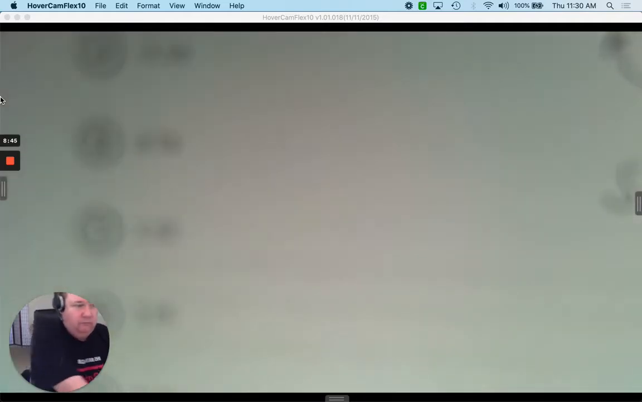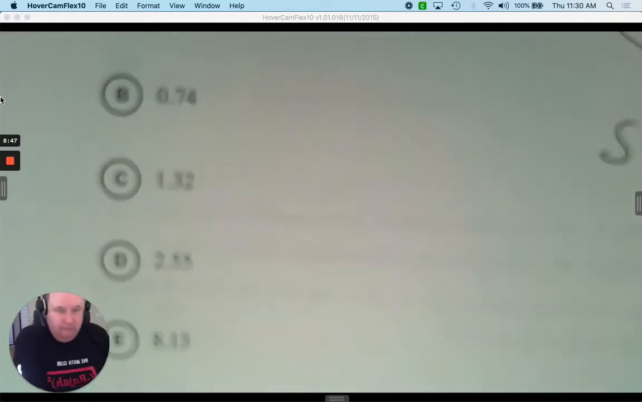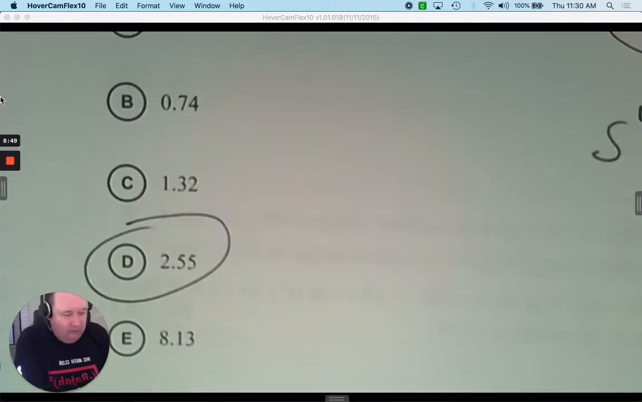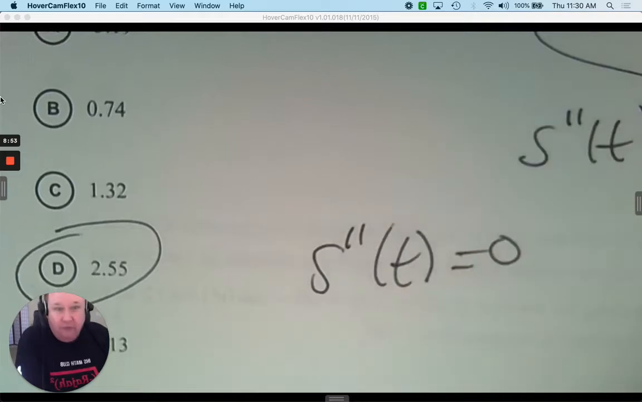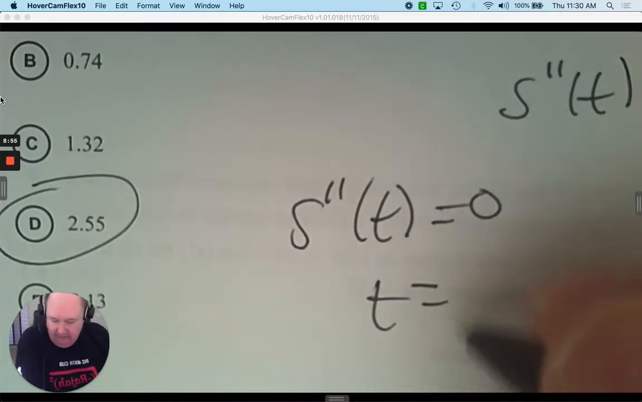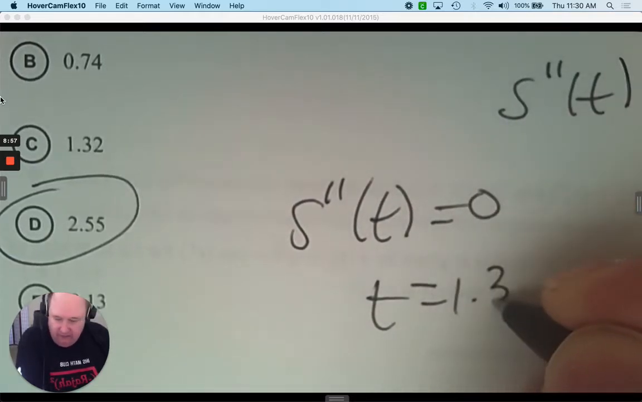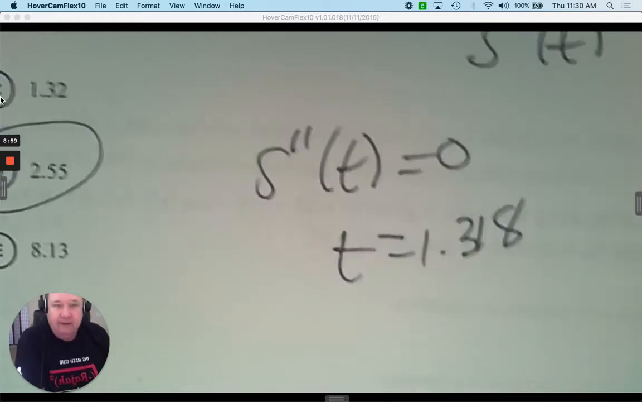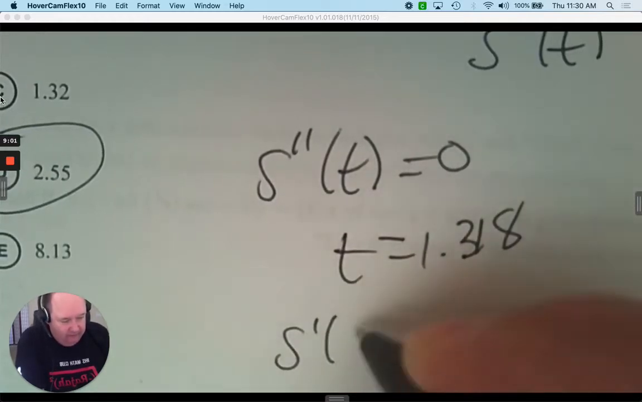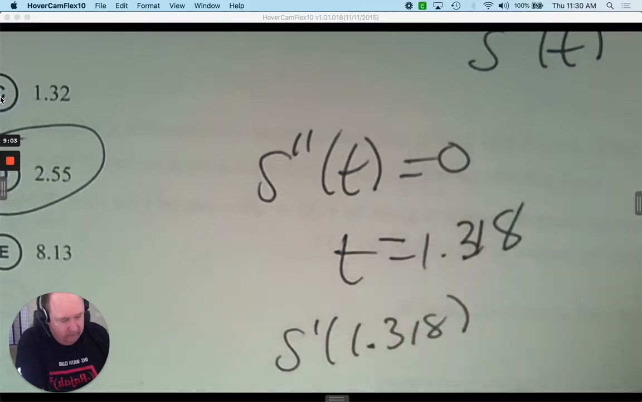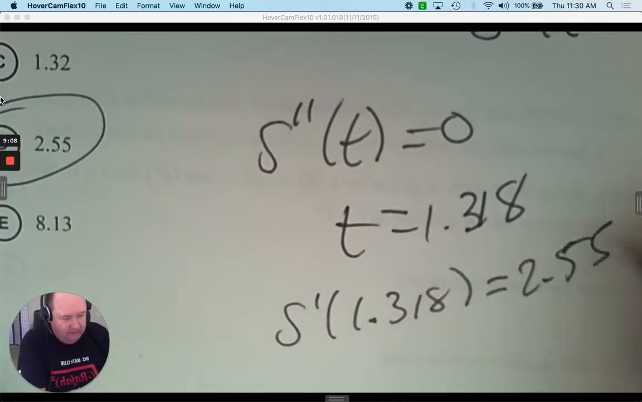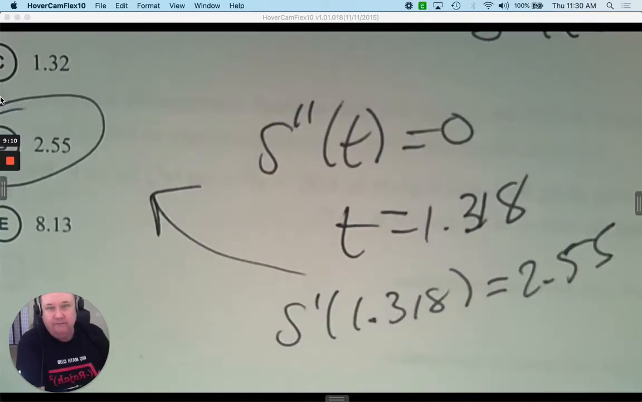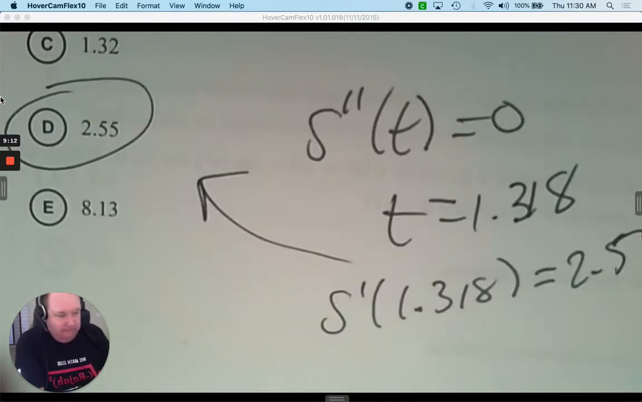So I got the answer. I'm going to write down what I did to begin with. So I took the second derivative equal to 0, and t equaled 1.318. Then I found the velocity by taking the derivative of the position. I plugged that value in and got 2.55, and that's what gave me the answer using my calculator. Number 5.